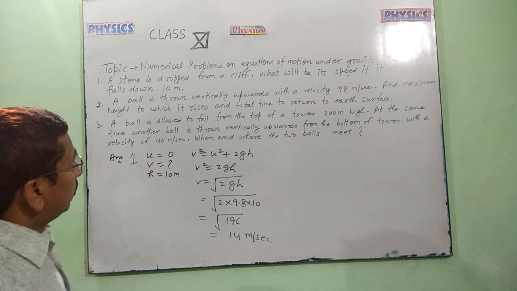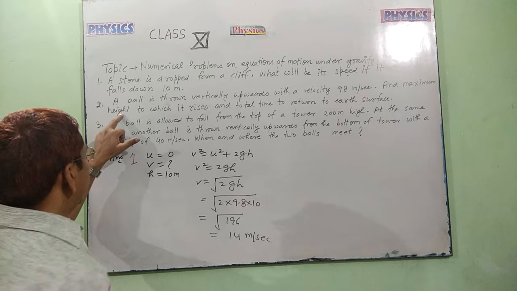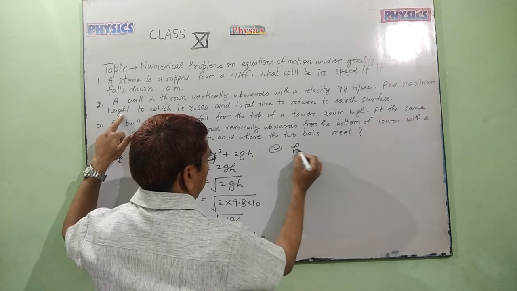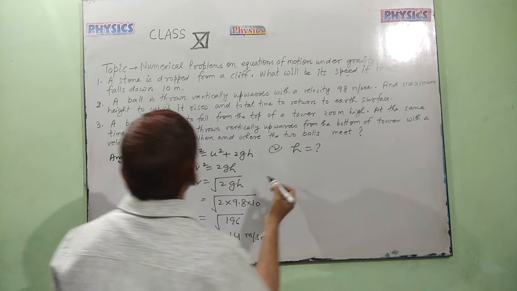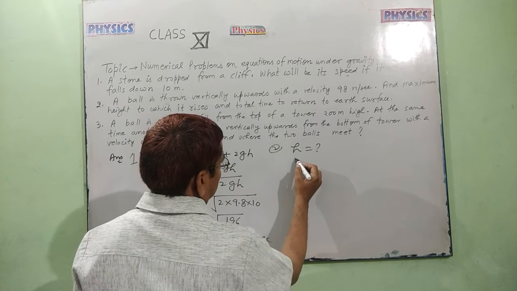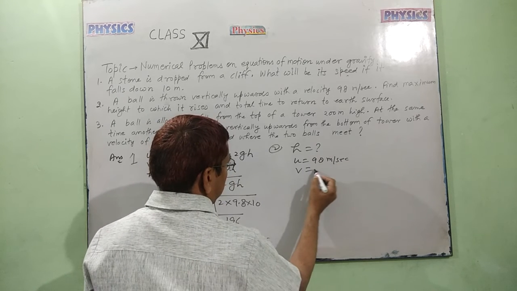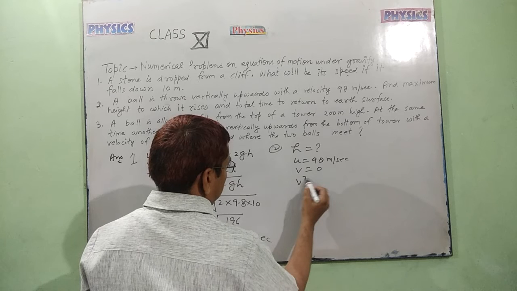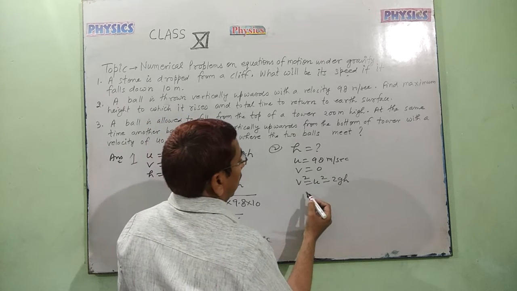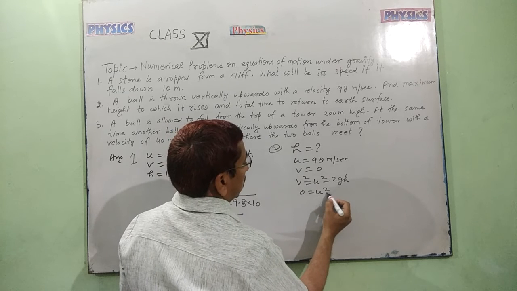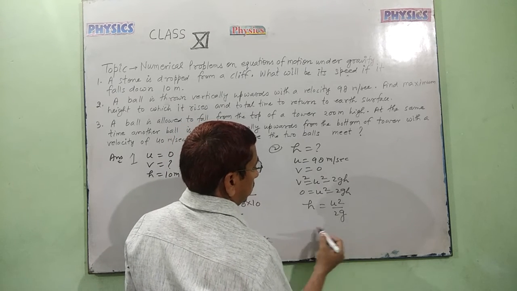A ball is thrown vertically upwards with a velocity 98 meter per second. Find maximum height. Height is the question. Upward motion is here. So u is 98 meter per second, at highest point v is 0. So v square is equal to u square minus 2gh. v is 0, u square minus 2gh. So h is equal to u square upon 2g.